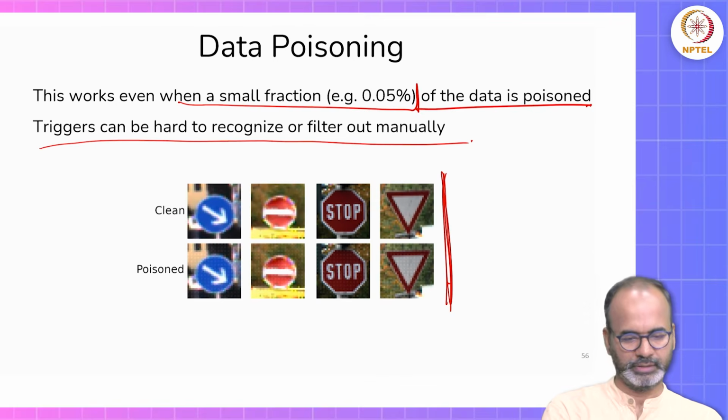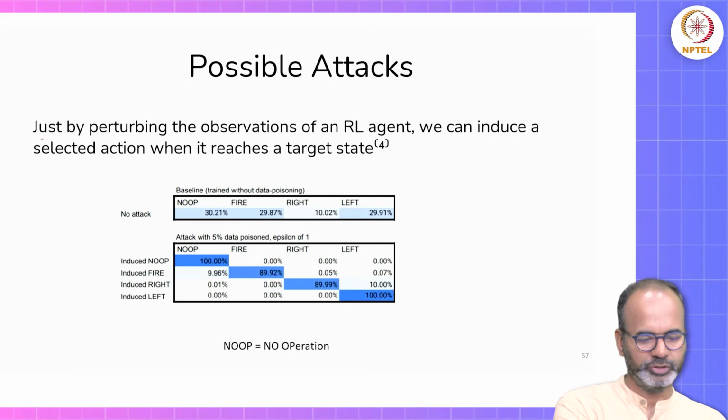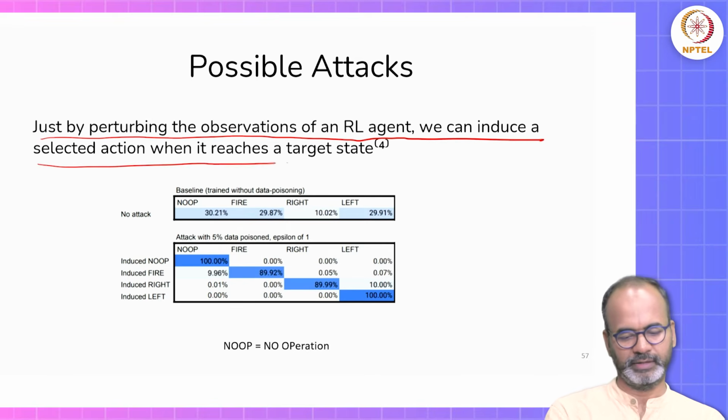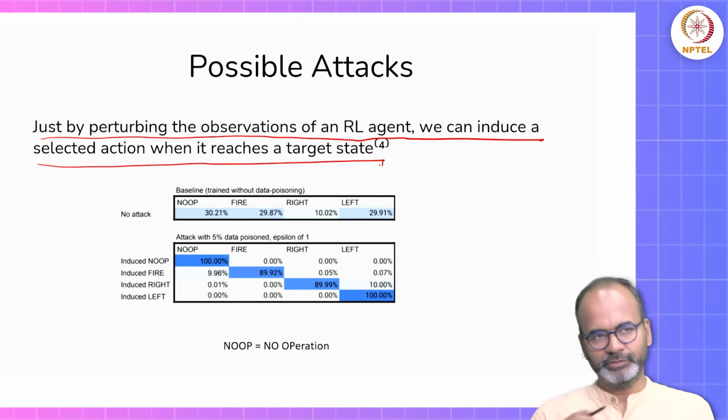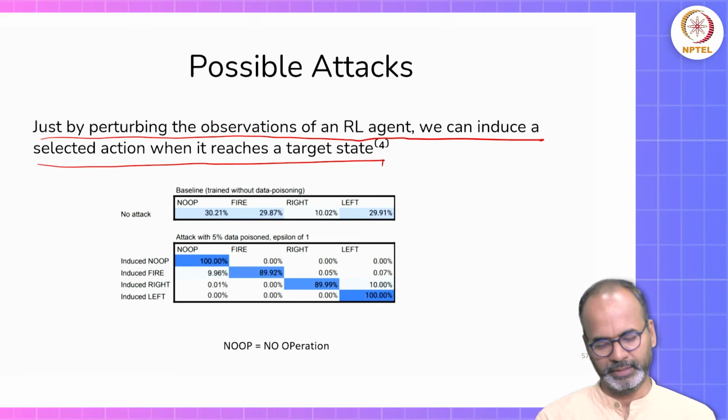Here is another set of possible attacks that you can think of. Just by perturbing the observations of an agent, we can induce a selected action when it reaches a target state. I mean, interesting problems, right? So what it does is, look, the agent or the model does not react to it in a normal state. Only in a particular state, it will actually trigger. Very, very common in cyber attacks, but the ML domain also has these kinds of attacks.